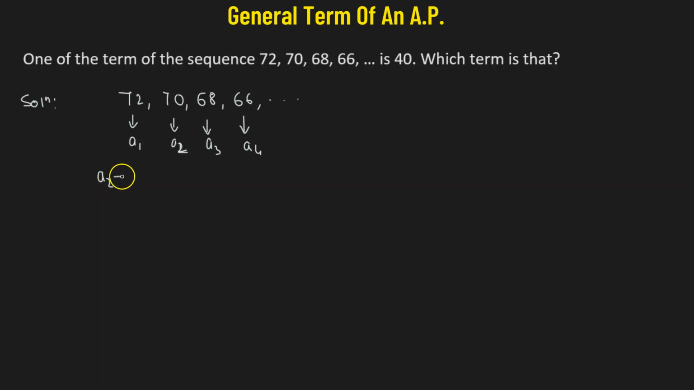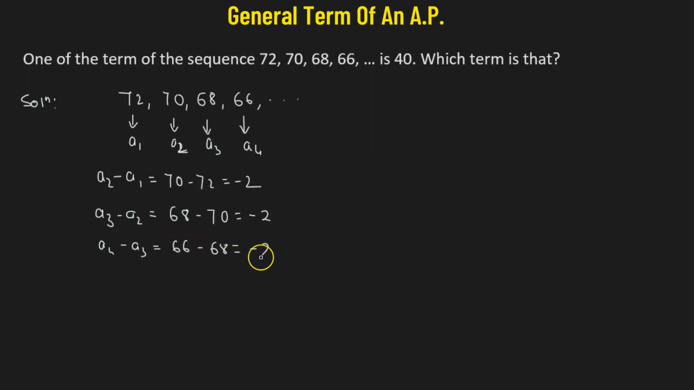So if we do A2 minus A1, that will be 70 minus 72. That's going to be negative 2. A3 minus A2, that's going to be 68 minus 70, which is negative 2. And A4 minus A3, that's going to be 66 minus 68, giving us a value of negative 2. And we see that we have a common difference of negative 2. So our given sequence is an AP. So we have the D value as negative 2.